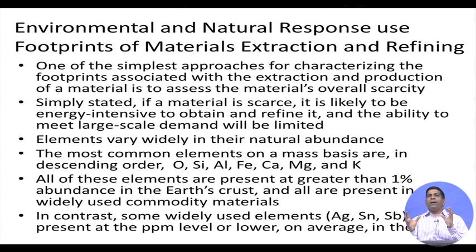The natural abundance of this material is very low. Some of the elements are available on a large scale. For example, we have oxygen, silica, aluminum, iron, calcium, magnesium, potassium. All these elements are present at greater than 1% abundance. So they are over there.